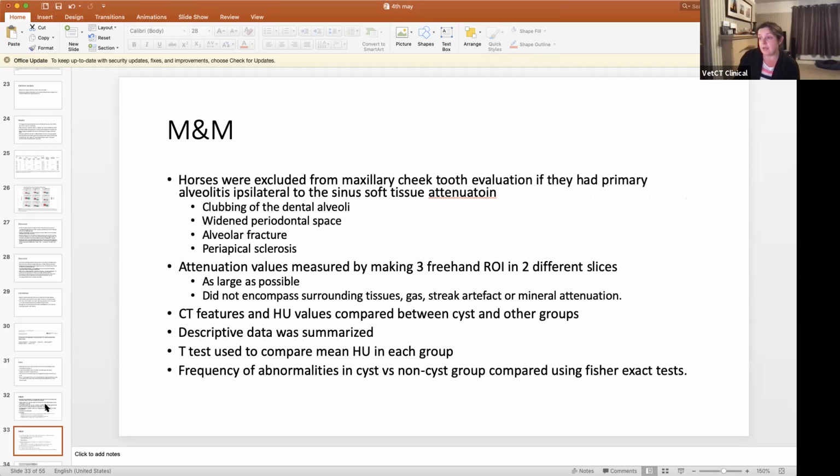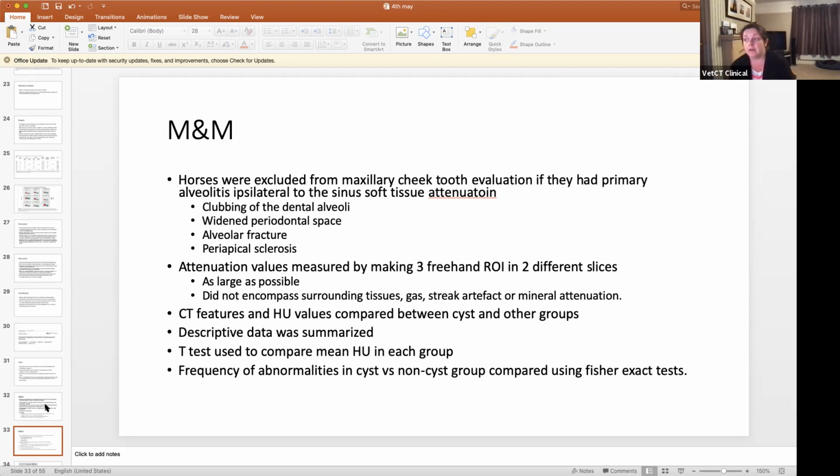They evaluated the maxillary cheek teeth, but they excluded those horses that had primary alveolitis ipsilateral to soft tissue attenuation, so any horse that had clubbing of the alveoli, widening of the periodontal space, and alveolar fracture or periapical sclerosis. They wanted to look at the bones surrounding the sinus was the reason for that. No, the cyst was the reason for that. And they actually looked at the attenuation within the soft tissue structure.